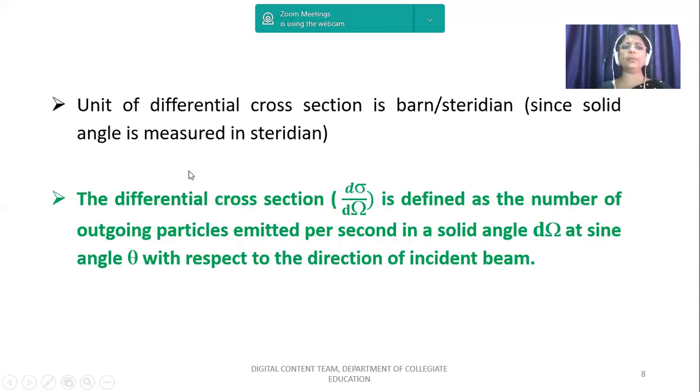So when you consider the unit of differential cross section, since it is d sigma by d omega, sigma you know is barn, and for solid angle you know the unit is steradian. So the unit for differential cross section becomes barn per steradian. The differential cross section is defined in a more understandable way, as the number of outgoing particles emitted per second in a solid angle d omega at angle theta with respect to the direction of the incident beam.